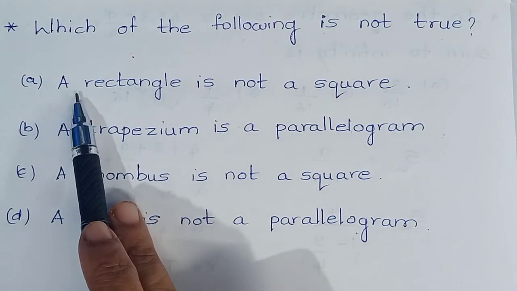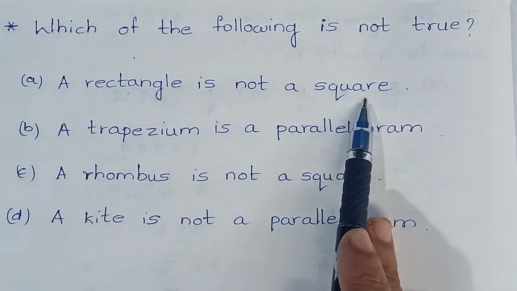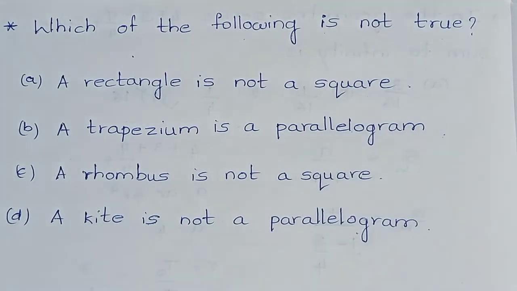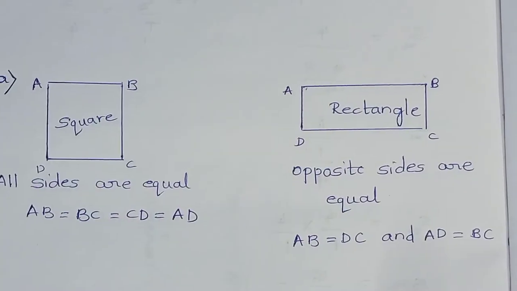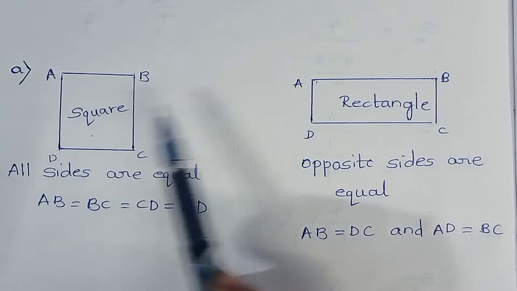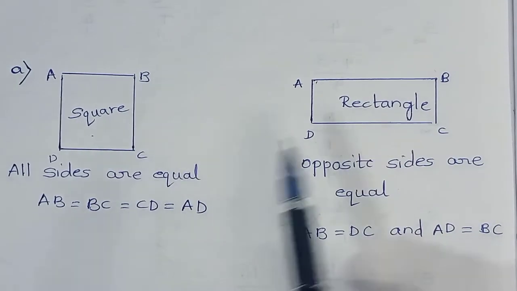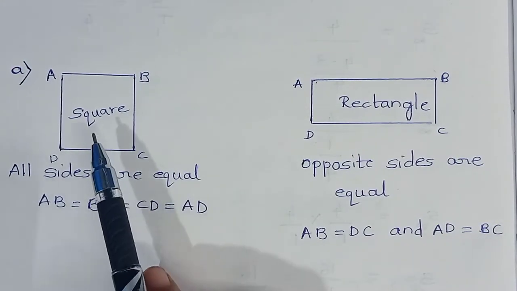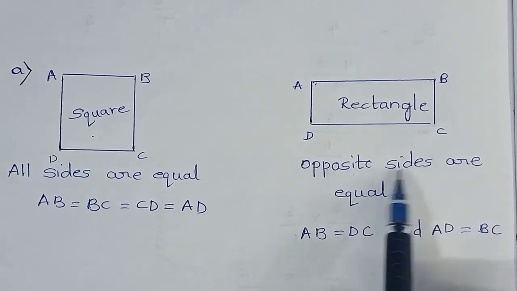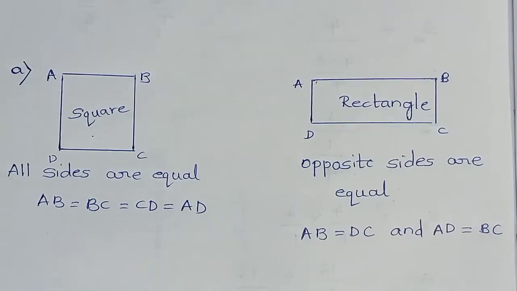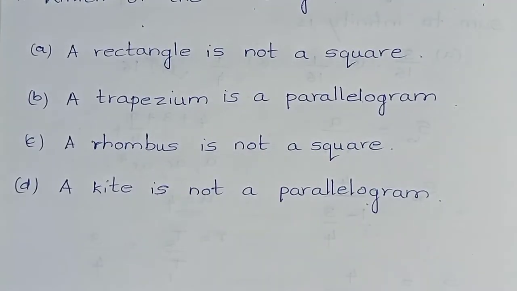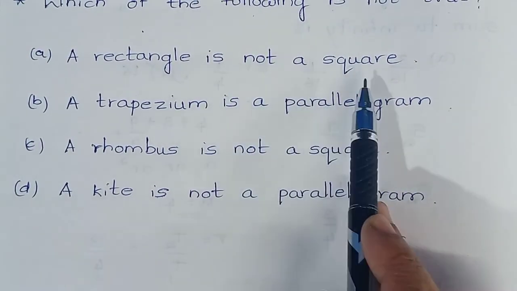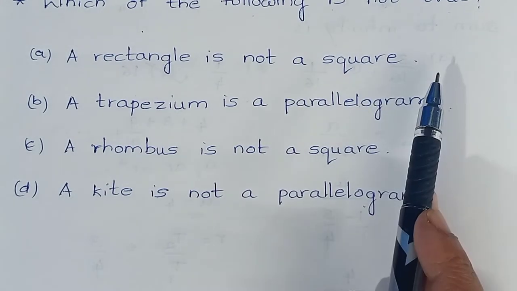First, a rectangle is not a square. Let's see this. See, it's a square and it's a rectangle. All sides are equal in a square and opposite sides are equal in a rectangle. Therefore, the first statement, it is true. Okay, that is, a rectangle is not a square, it is a true statement.